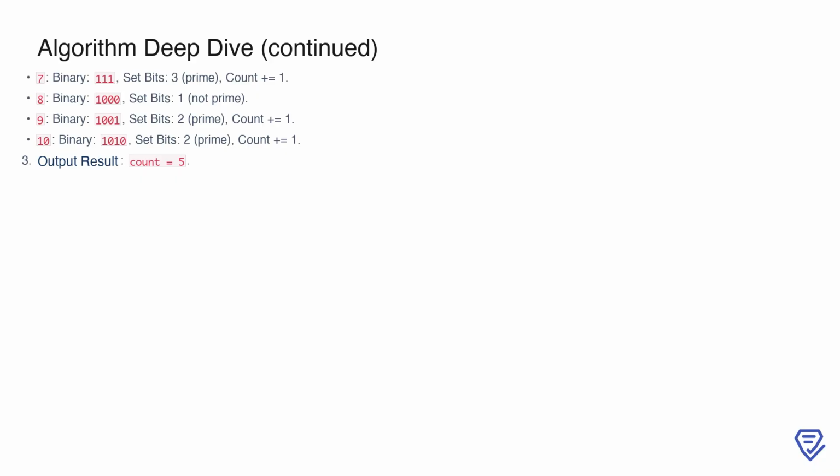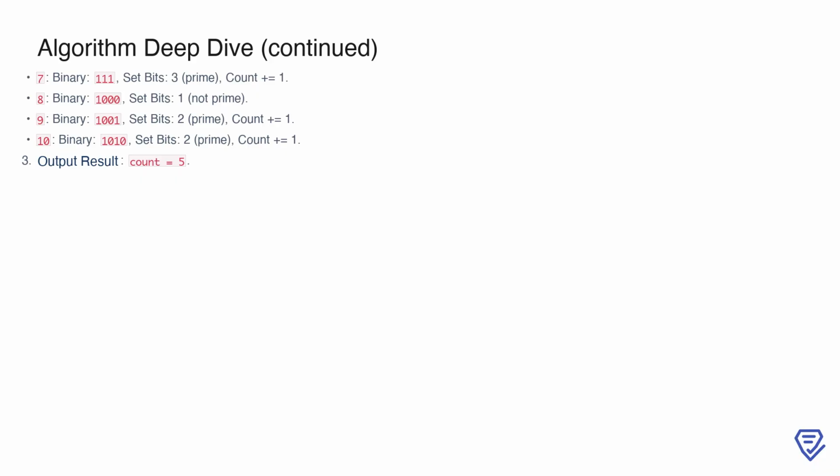For 5, its binary representation is 101, which has 2 set bits, a prime number, so we increment the count. For 6, its binary representation is 110, again with 2 set bits, so the count increases. For 7, the binary 111 has 3 set bits, another prime, so we increment again. For 8, the binary 1000 has only 1 set bit, which is not prime, so the count remains unchanged.